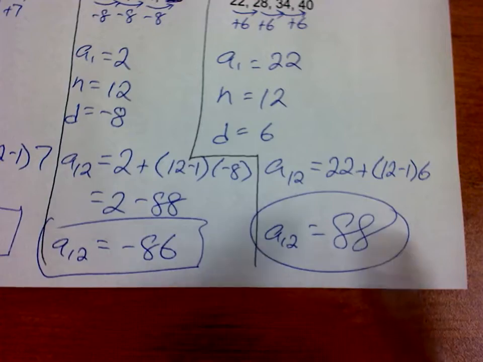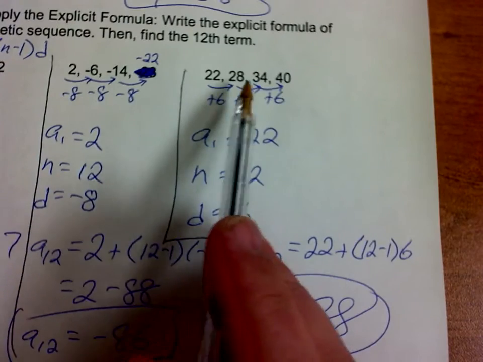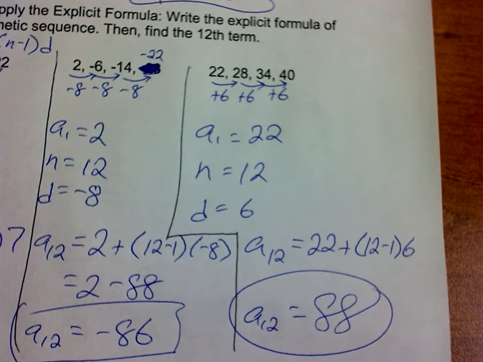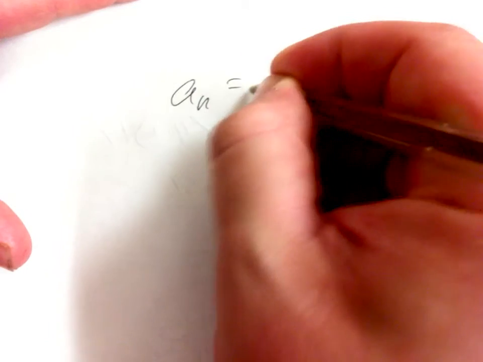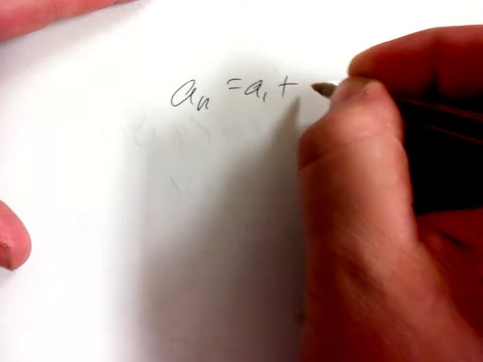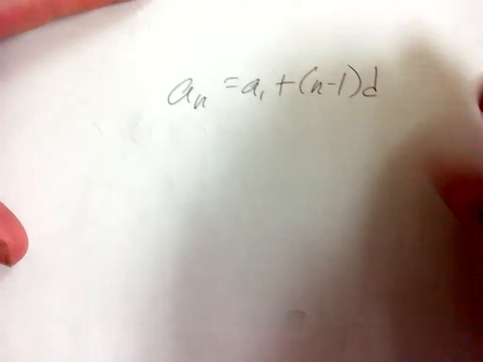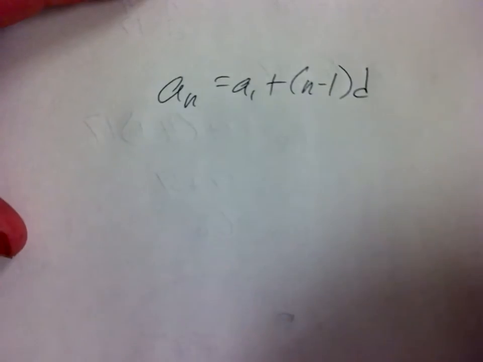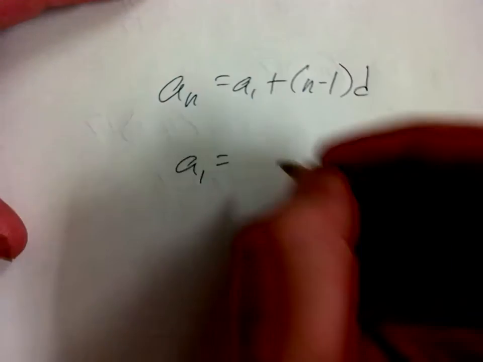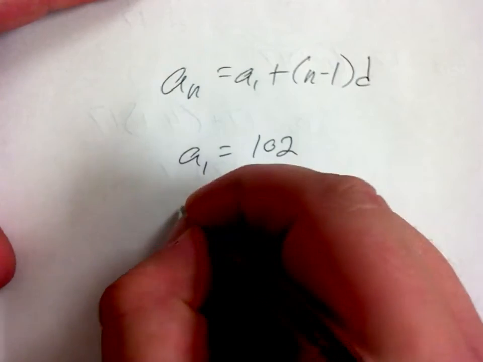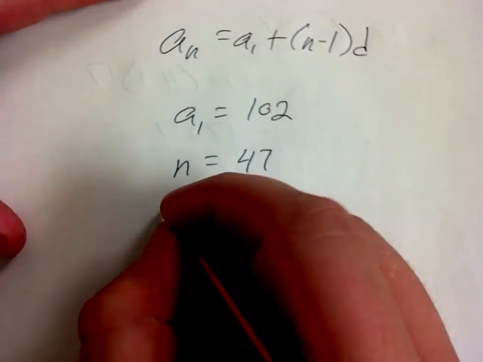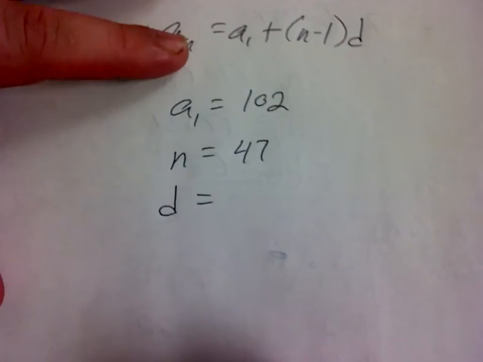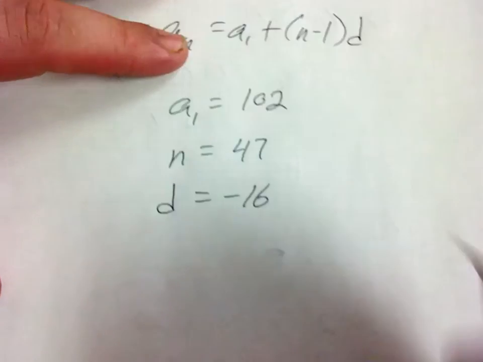Okay? Now, they don't even have to give us a sequence here. Okay? They could end up just giving us the bare minimum of information. If I were to make up an example for you real quick, once again, still using a sub n is equal to a sub 1 plus n minus 1 times the common difference of d. We've made up some values here. Let's say the first term of our sequence here is 102. Let's say we are going to be looking for the 47th term. And let's say the common difference going from one number to the next is we are going to be subtracting 16 every time.